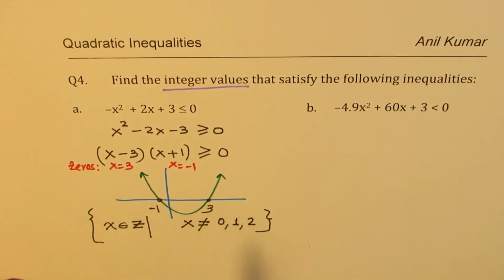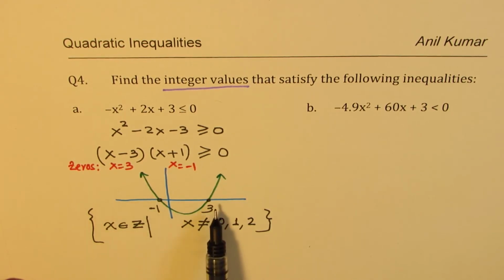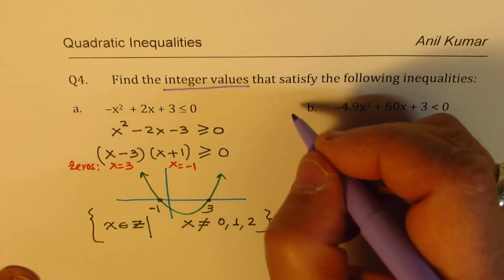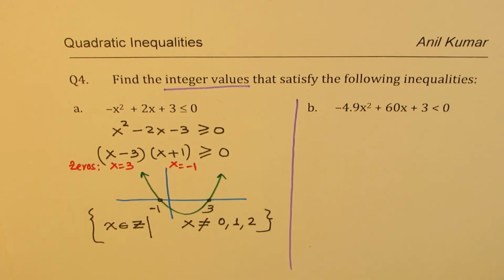All other numbers, right? Since we are looking for greater than or equal to 0, all other integers will satisfy this inequality. Only these integers will not satisfy this condition. Does that make sense? At minus 1 and 3 we get equal to 0, so that is also a part of the solution. Is that clear? So it's a thinking question. I hope you understand and appreciate how we have got this solution. Now let's take the next one.